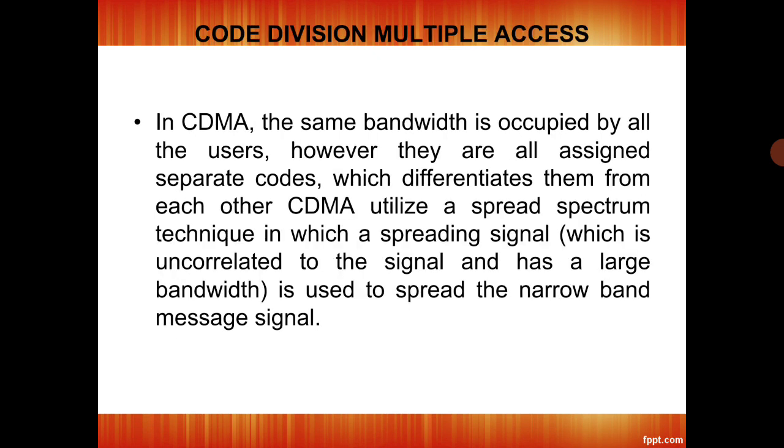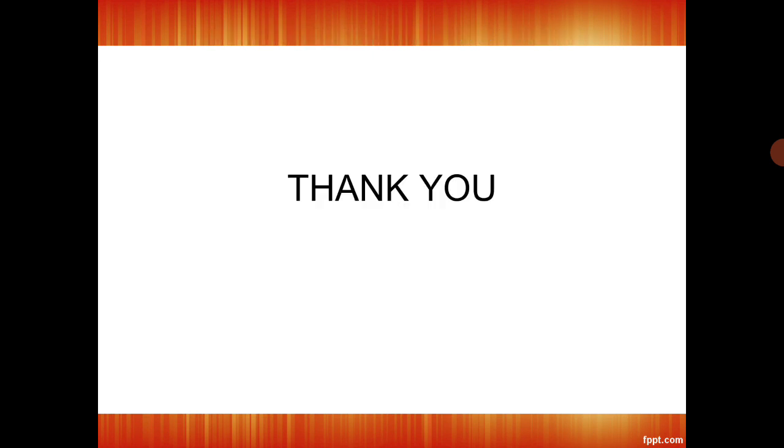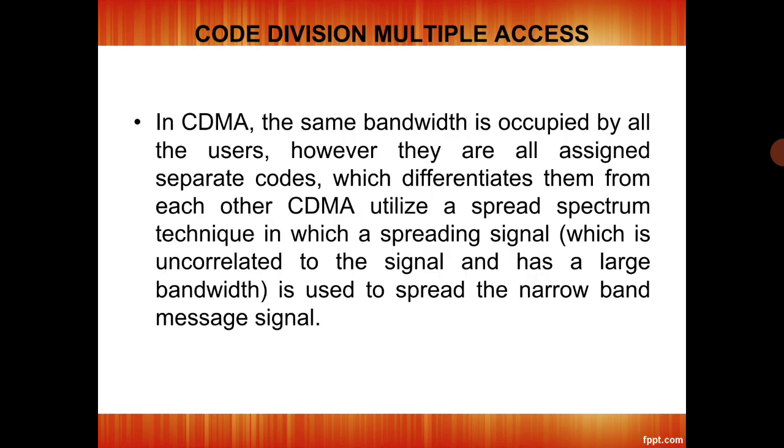In code division multiple access, the same bandwidth is occupied by all the users. However, they are assigned separate codes which differentiate them from each other. So different users have different codes. That is called CDMA. It utilizes spread spectrum techniques in which the spreading signal, which is uncorrelated to the message signal and has a large bandwidth, is used to spread the narrowband message signal.